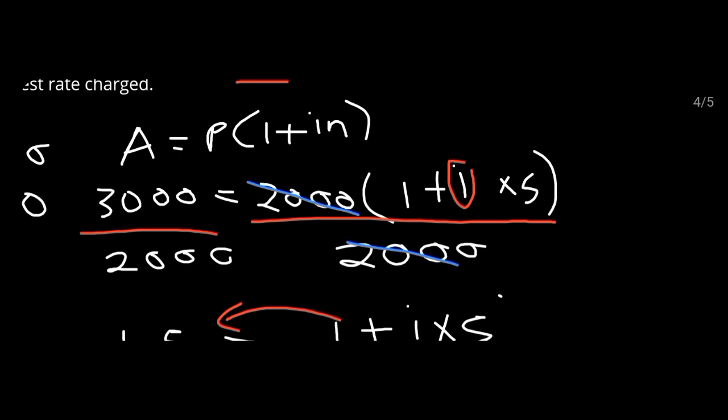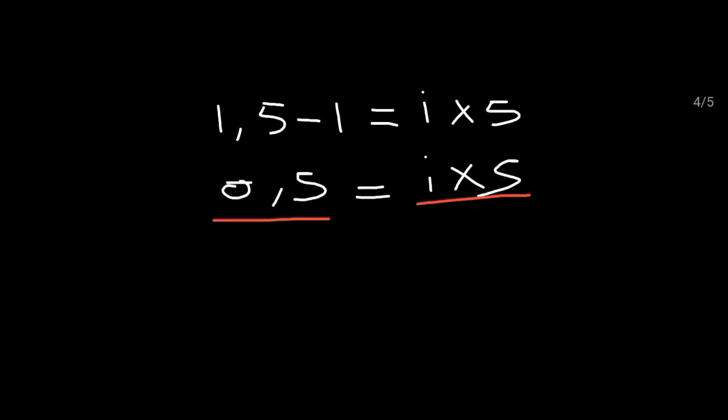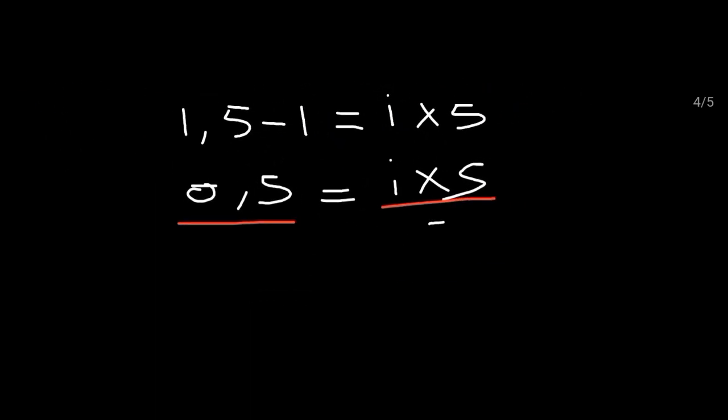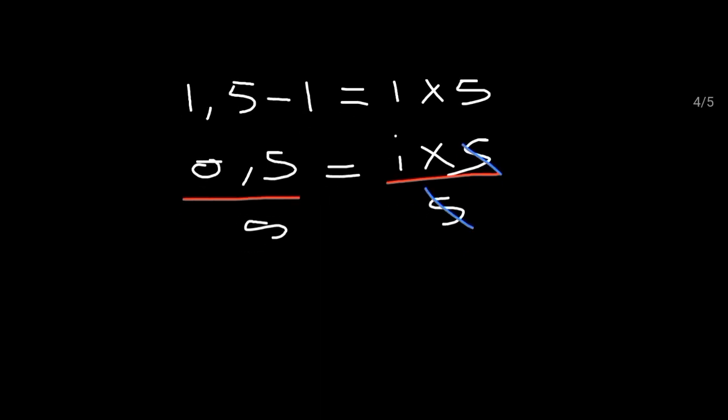Again, maybe we have 200. Earlier, the 200 was multiplying the bracket, so we divided. So here too we have 5, so we divide by 5 on both sides. So they cancel, then we are left with our I, which is the one we were looking for, and then we have 0.5 divided by 5. On this side you have 0.1.